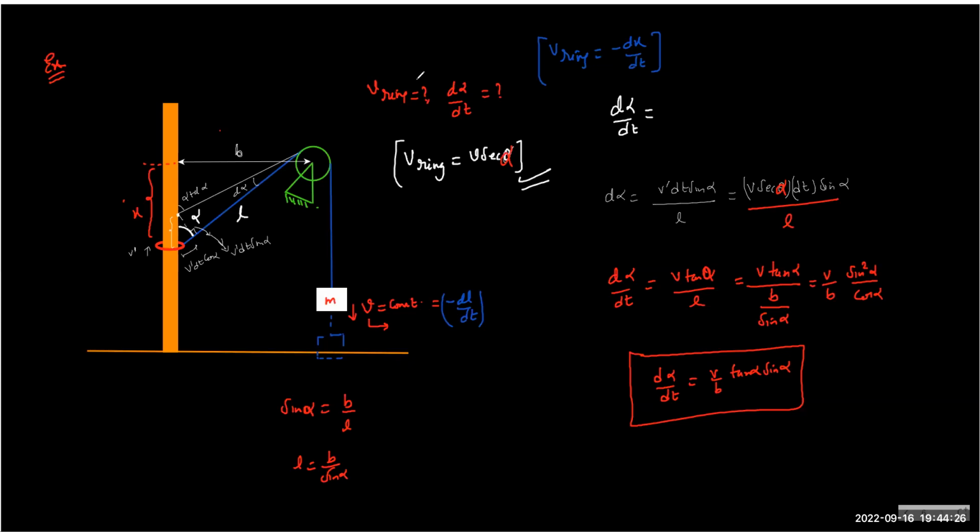Because you know dL by dt, can you relate L with x in terms of some constant? We can see clearly it's a Pythagoras: L, x, B. Correct? So what is the relationship between L, B, and x? Tell me, guys. L square equals B square plus x square. What is the next step? You differentiate. This is what you do generally. So you differentiate both sides with respect to time. Yes or no? Yes, sir. So have you differentiated that relation?